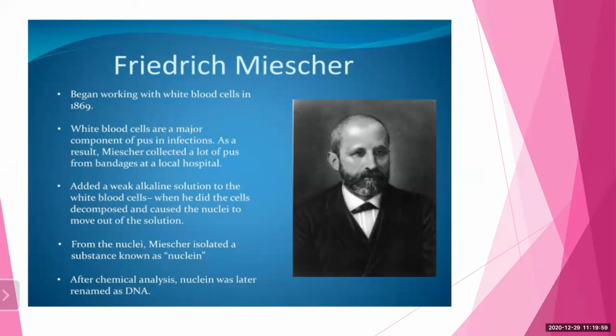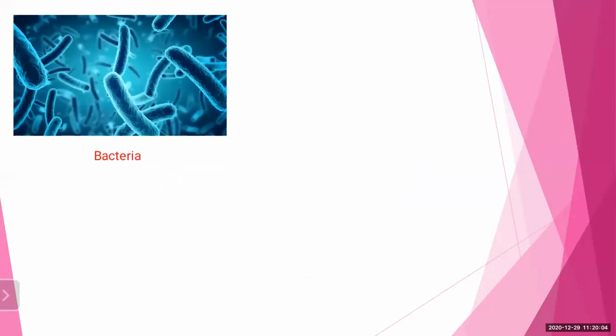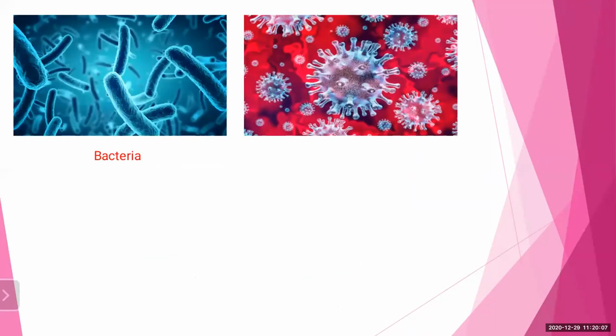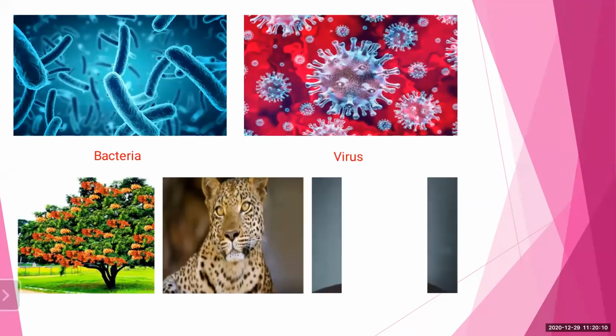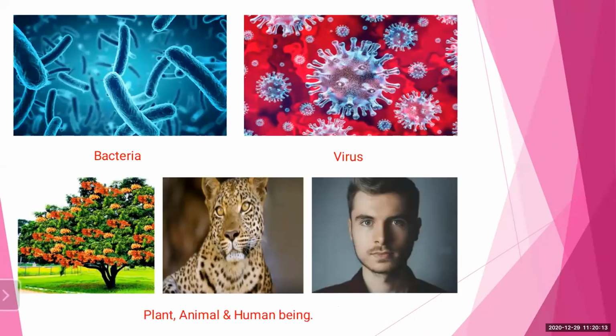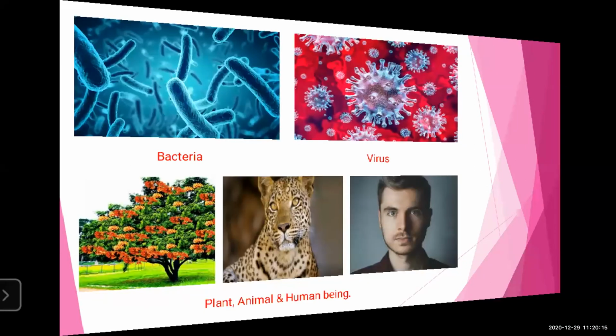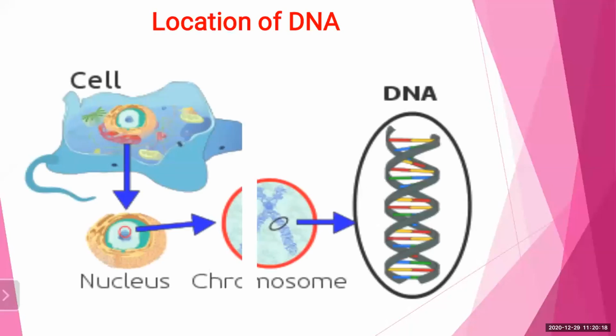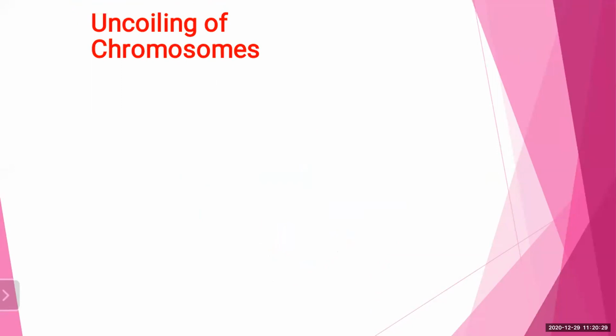Friedrich Miescher was the person to first identify DNA, and we have seen that DNA is present in all the organisms, right from bacteria, viruses, plants, animals, human beings. Also, we have studied the location of the DNA. DNA is present in the nucleus as well as in some of the other organelles of the cell.